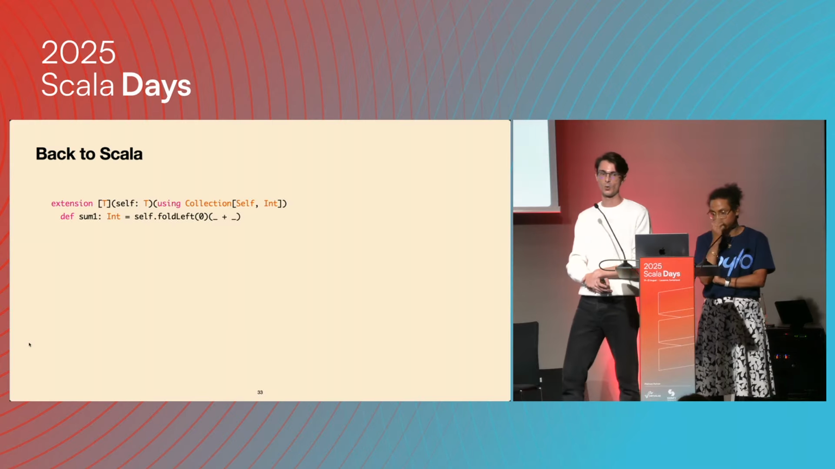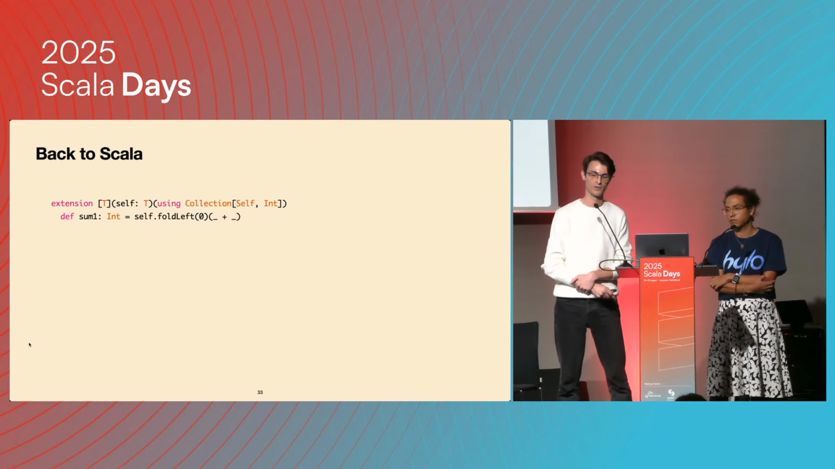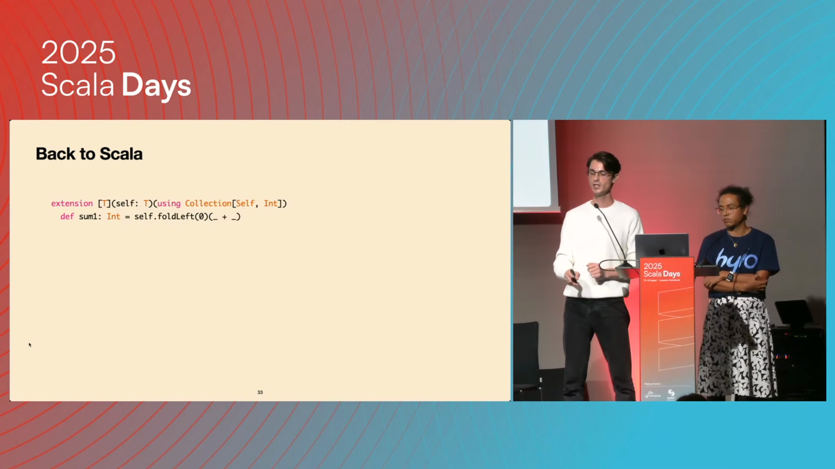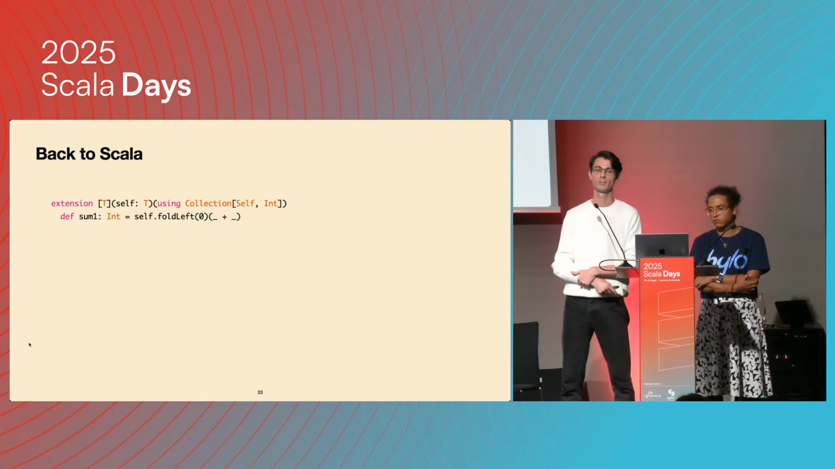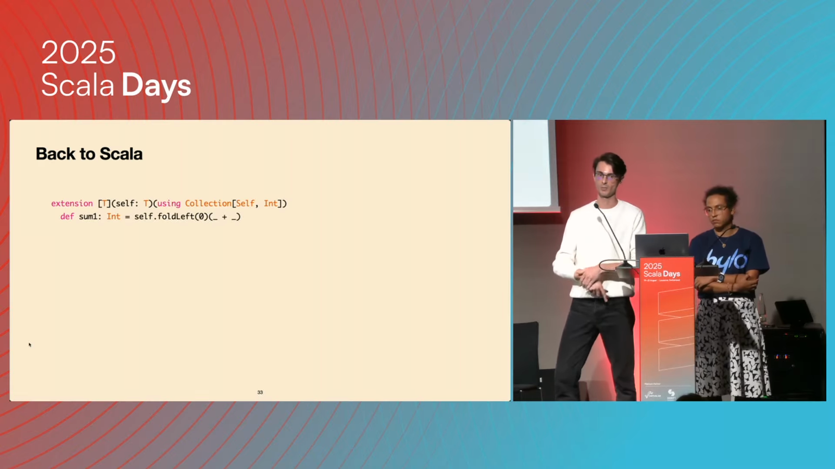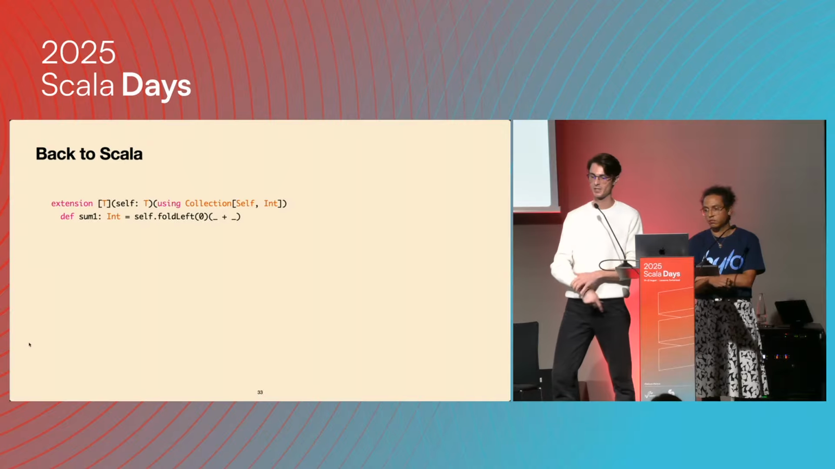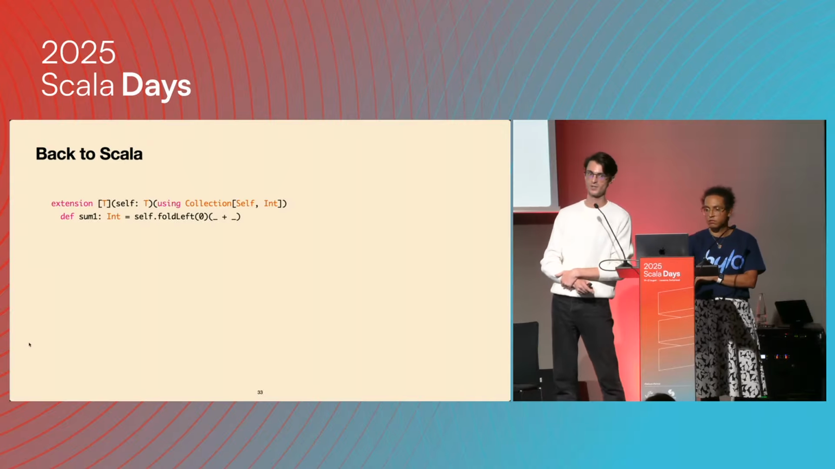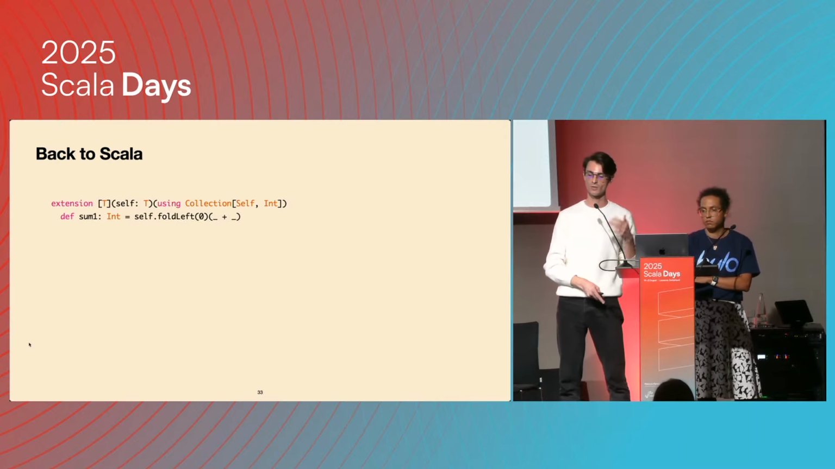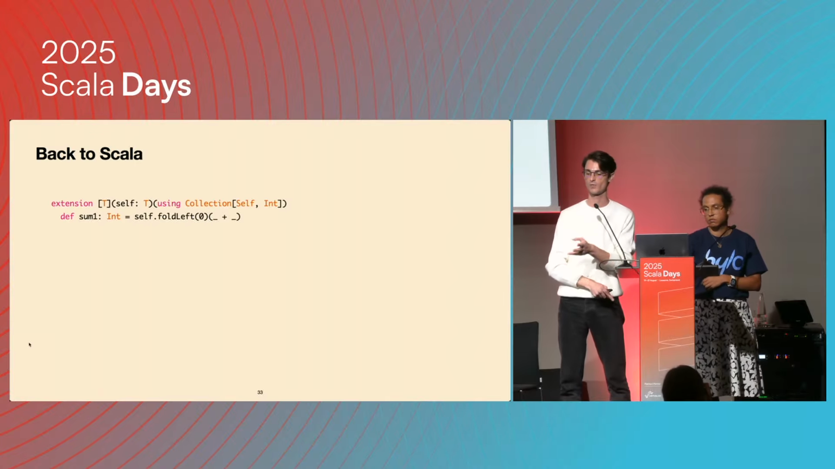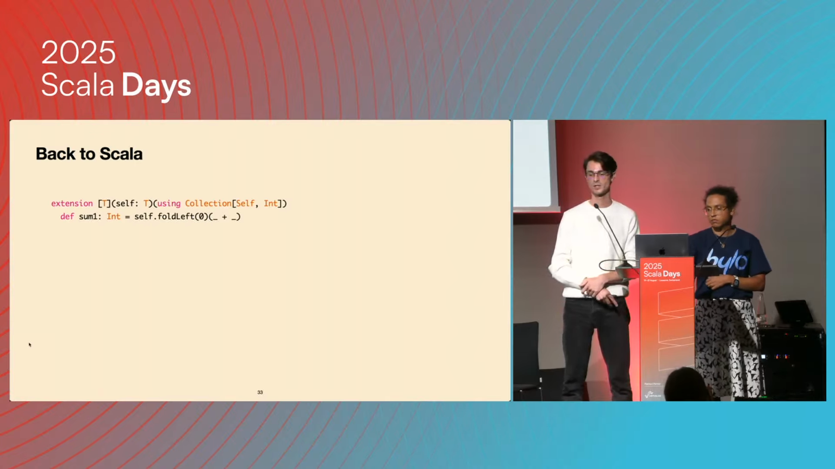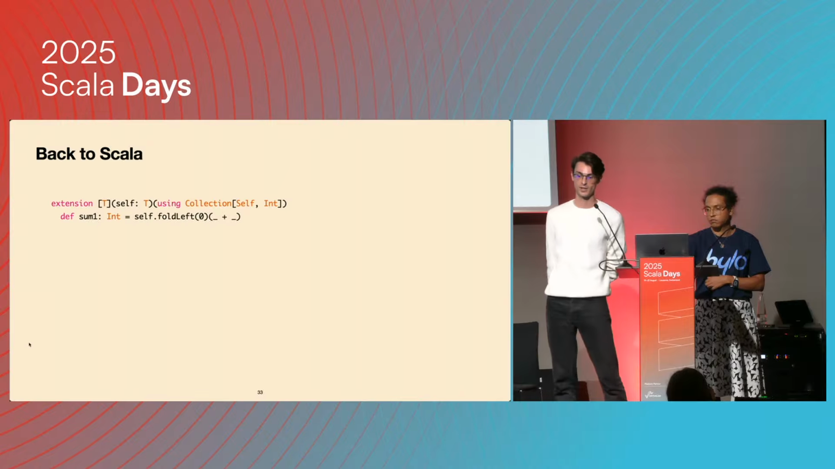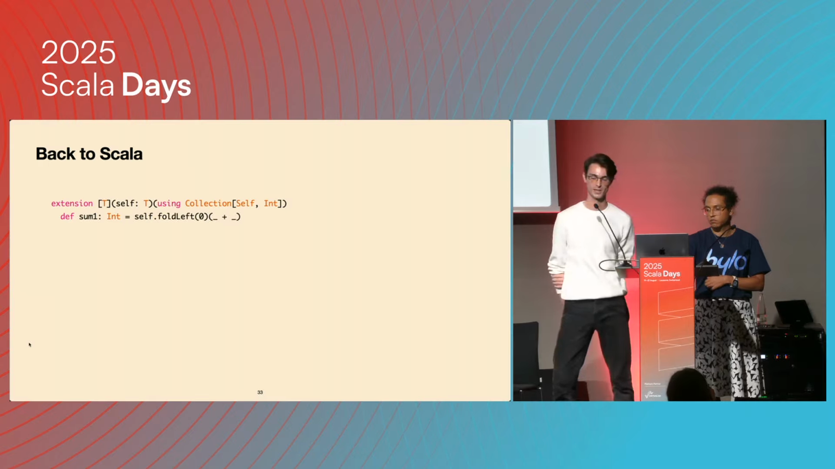So we can now define a function which is defined for any t with an implementation of this class by taking it as a using parameter, also known as an implicit parameter. So assuming we have defined a fold left method in terms of the previous operations from the class, we can now sum the elements from a collection of integers as one might expect.